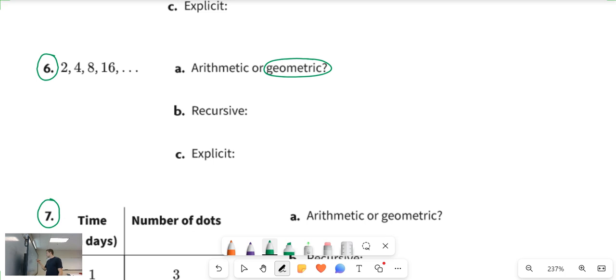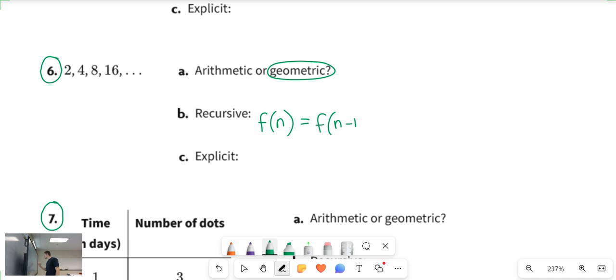And now let's write rules for each. So recursive, we're going to have f of n equals f of n minus 1, the previous, times 2. And then we also need to say that f of 1, or our first item on the list, is 2. Right? Our first item is 2.